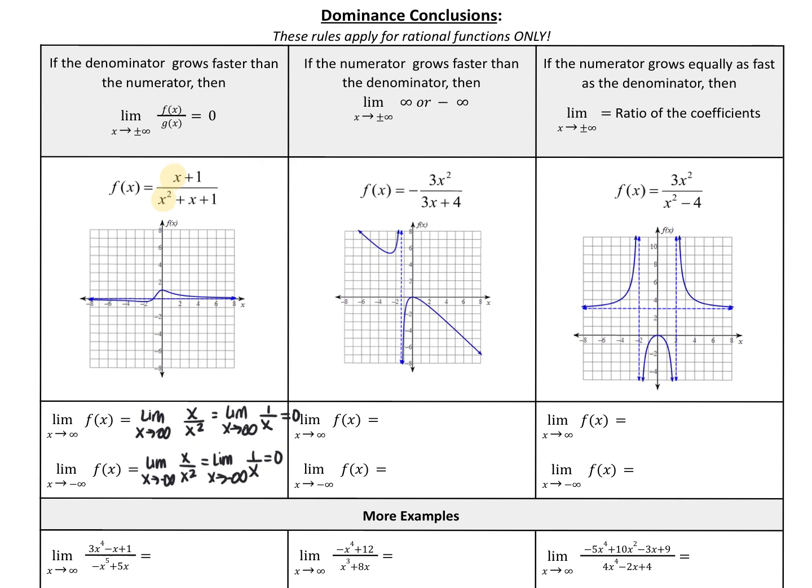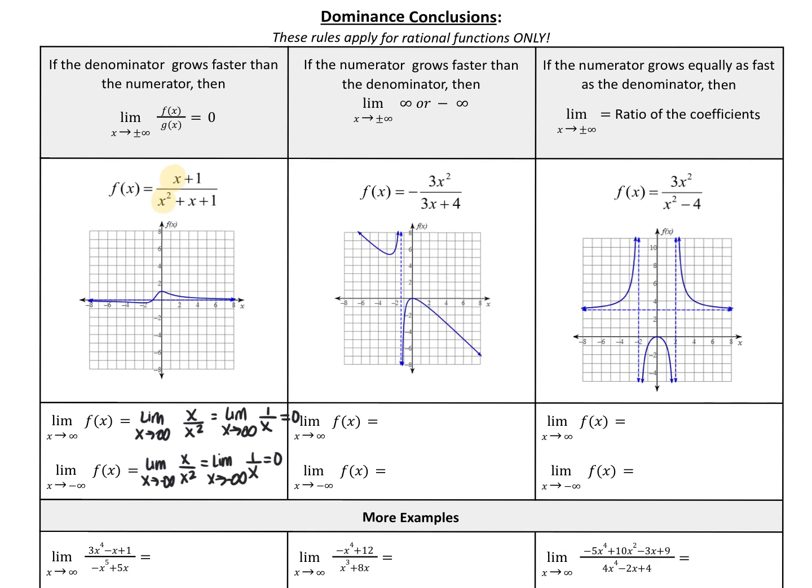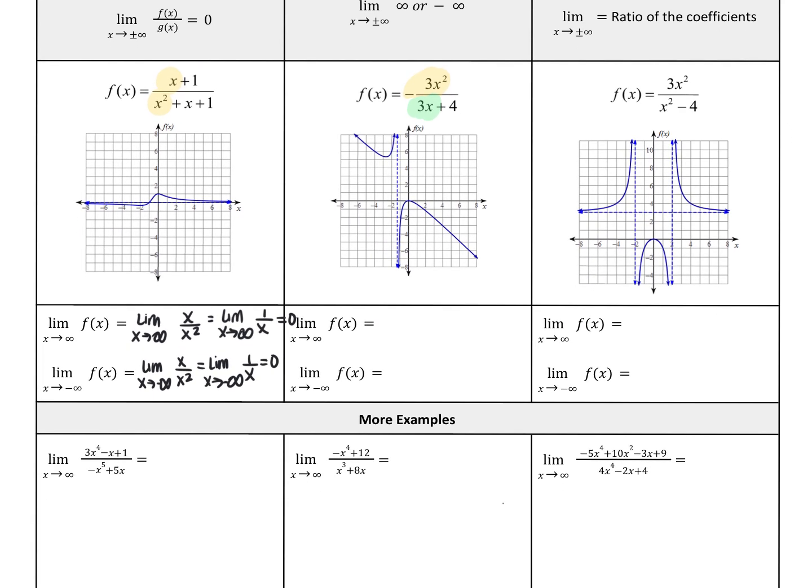Okay. The second theory of dominance is that if the numerator grows faster than the denominator, notice here we have a negative 3x squared on the top and we have a 3x on the bottom. So the top is growing faster because it's squared. Squared functions grow faster than linear functions, right? So we can just simplify our function into those 2. And we say this limit is going to be positive or negative infinity.